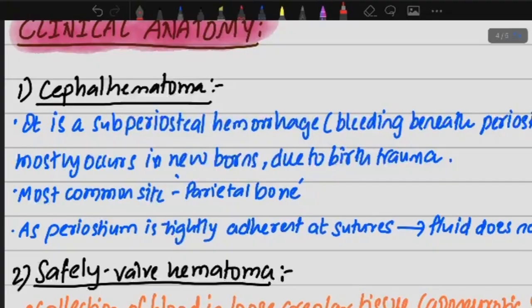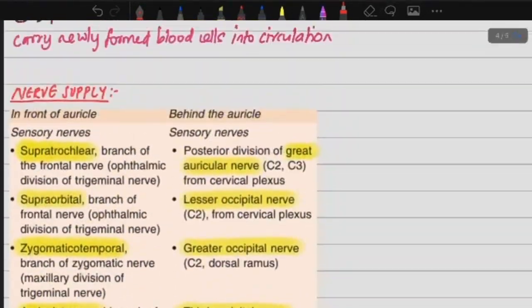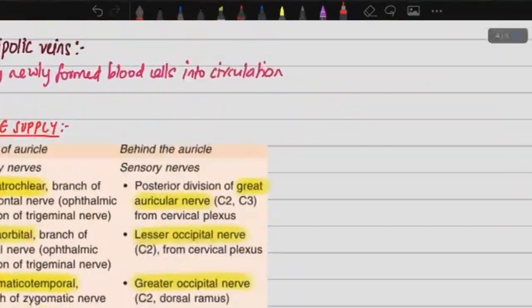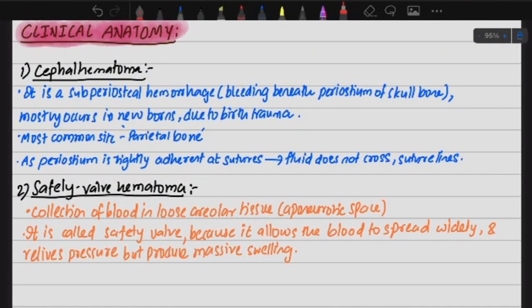And finally, clinical anatomy. I have covered most of the clinical points in the above topics, like dangerous area of scalp and the sebaceous cyst. We have some other important things also to talk about. So first we'll see what is cephalhematoma. This cephalhematoma is a subperiosteal hemorrhage, that is, beneath the periosteum there is hemorrhage. Okay, so this mostly occurs in newborns due to difficult childbirth or birth trauma.